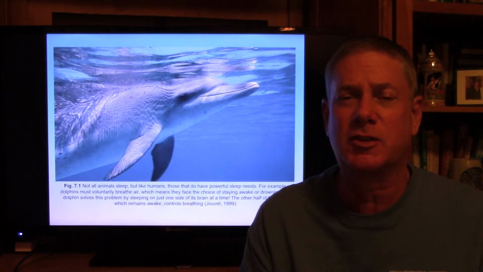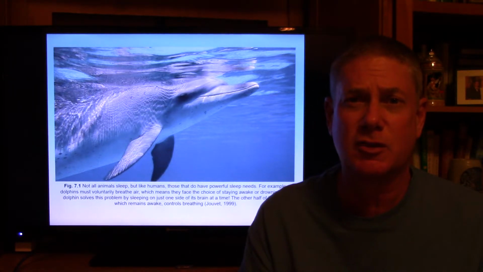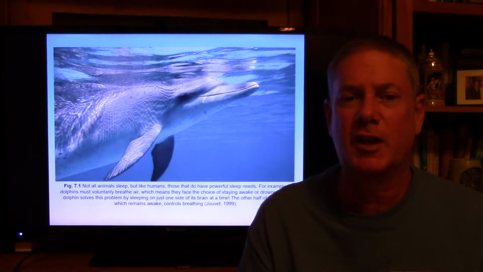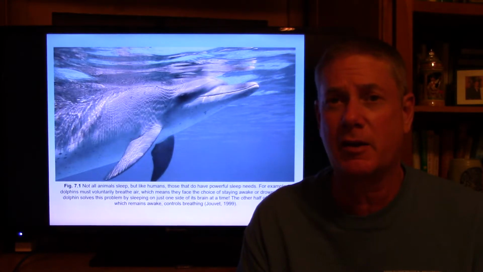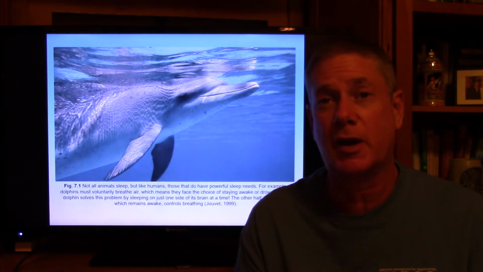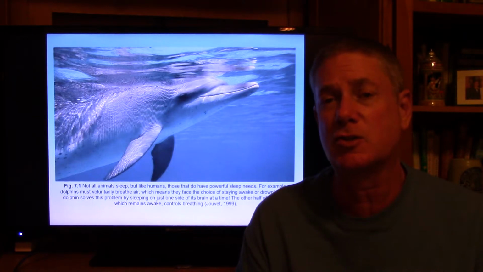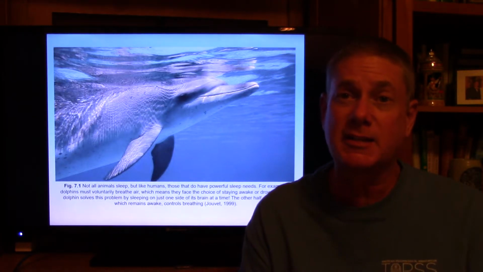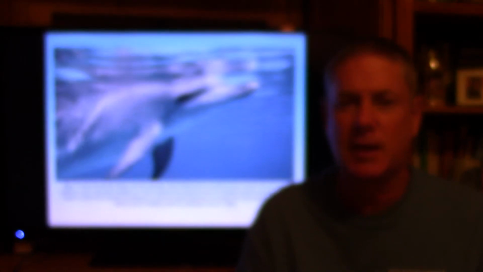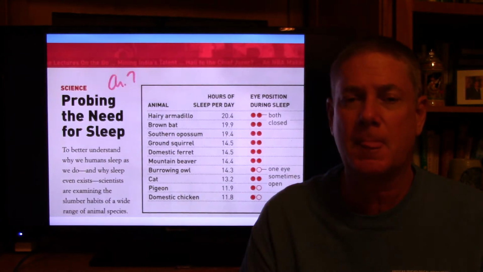Animals have sleep needs as well, although the animal here on this slide is actually the dolphin, who doesn't sleep at all. Some of you may know this. The dolphin actually must voluntarily breathe air, so consequently they have to face the choice of either staying awake or drowning. So what they do basically is solve the problem by sleeping on just one side of the brain at a time. So technically the brain is never completely asleep. And the half that stays awake controls breathing.